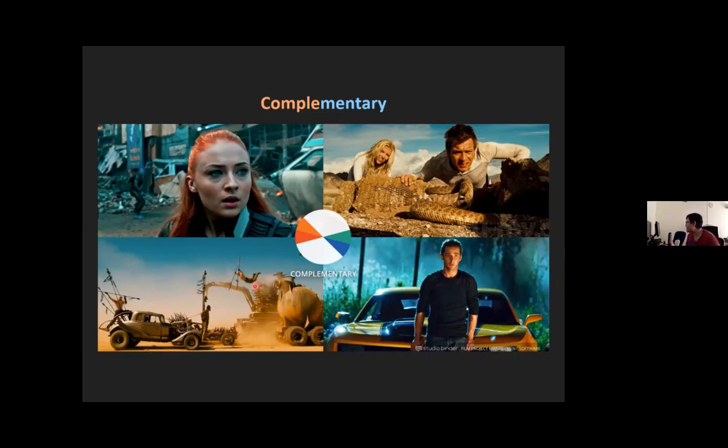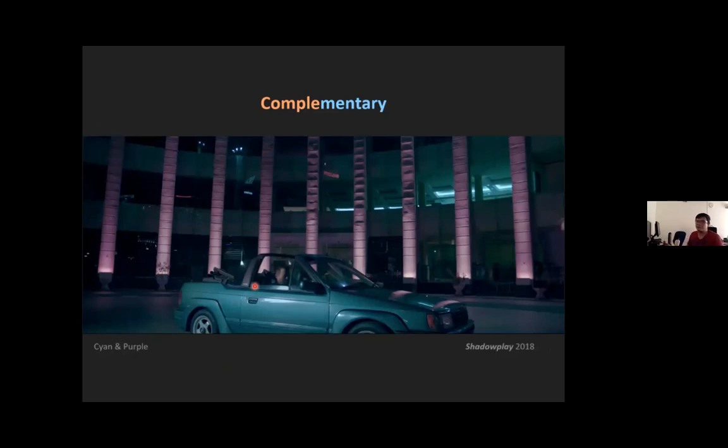All right, so complementary colors, again, usually combine warm and cold colors to create a huge impact. Okay, it gives a high contrast and a vibrant tension to the film. All right, so again, another example from Shadow Play. Of course, I'm the colorist. I wanted to show you how smart I am.